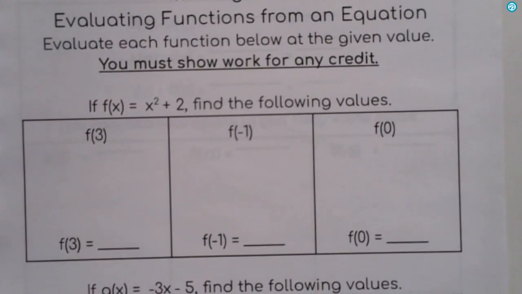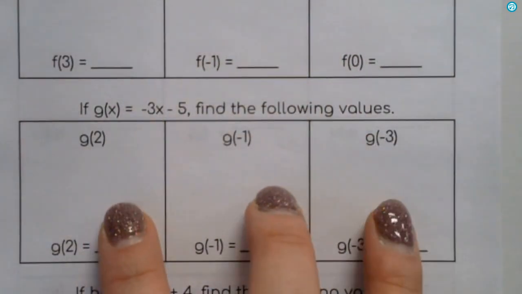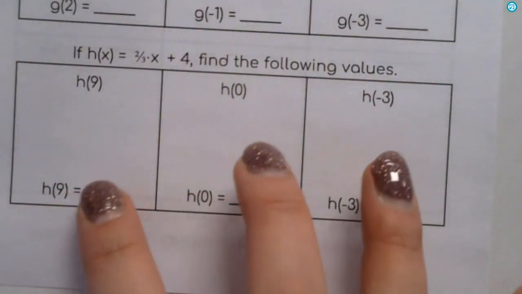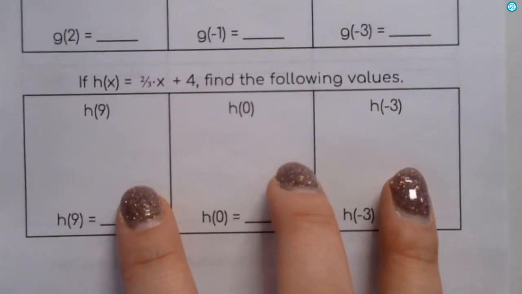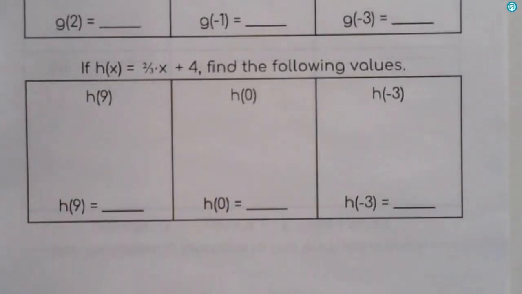All right. On the assignment, the front side, it's split up by equation. So it asks you to use f of x for these 3, g of x for these 3, h of x for these 3. So on the front side, it's organized by equation. That part's pretty straightforward. You use the same equation 3 times each.